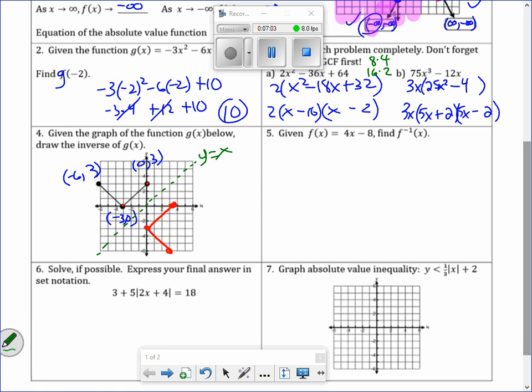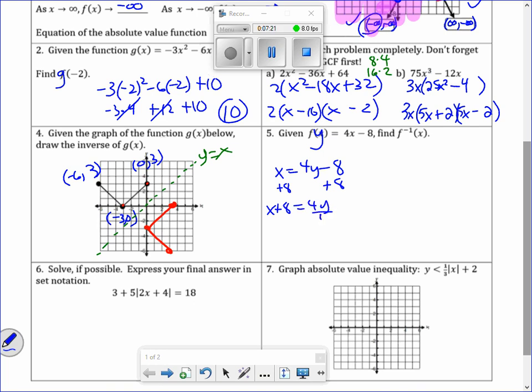So number 5 is where you have to find the inverse, and you're given an equation. So remember, f of x is just another name for y. Okay, so I would switch the y and the x. I'd get x equals 4y minus 8. Then resolve for y. So I'm going to add 8 to both sides. So I got x plus 8 equals 4y.